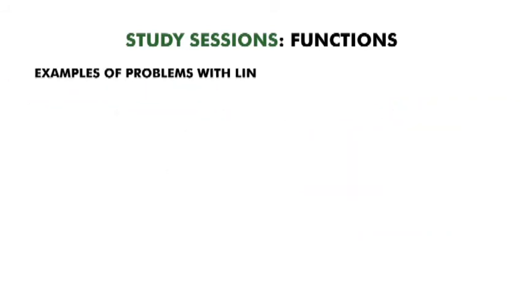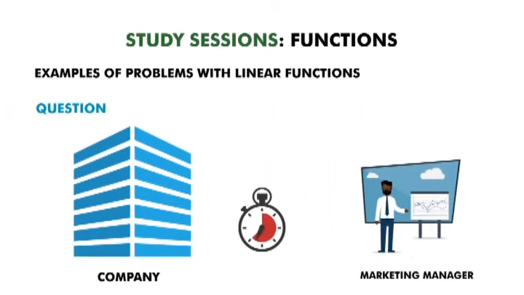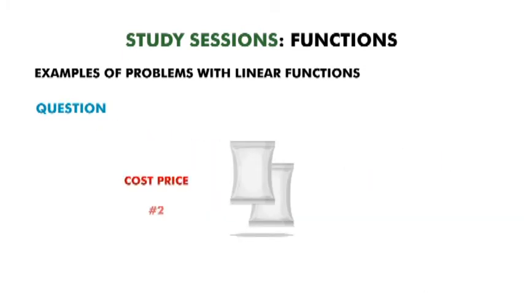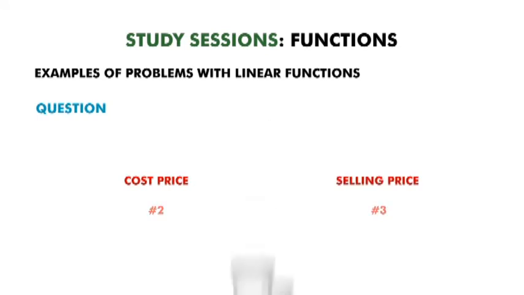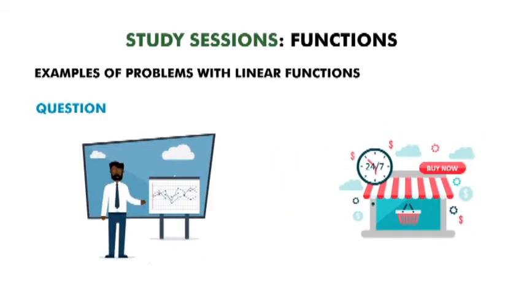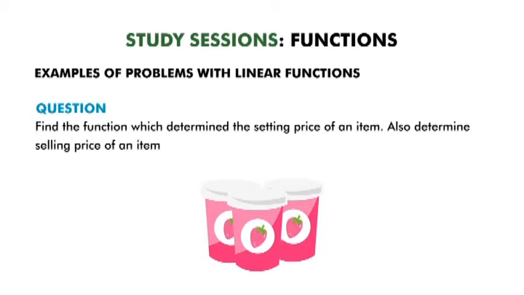Examples of business problems with linear functions. Question. The marketing manager of a company over a period of time has studied the relationship between the cost price and the selling price. An item costing 2 naira is sold for 3 naira, and another item costing 5 naira is sold for 7 naira. The marketing manager is convinced that these 2 examples provided him with a general method for determining the selling price of every item in his store. Find the function which determines the selling price of an item. Also determine the selling price of an item costing 8 naira.